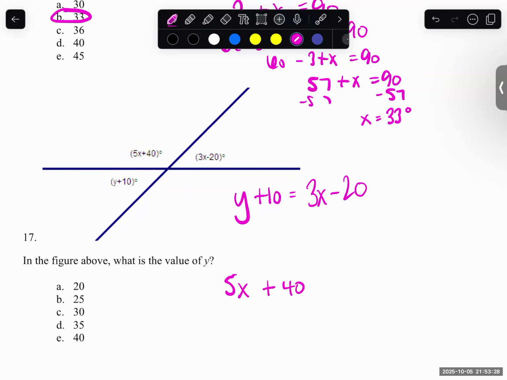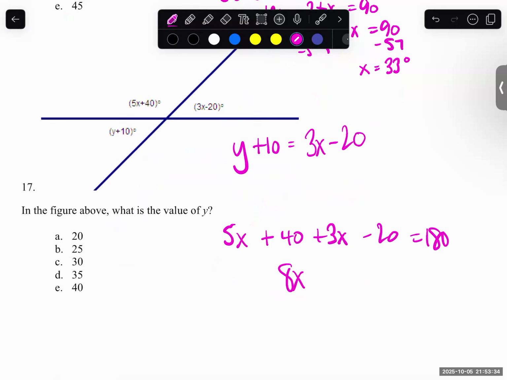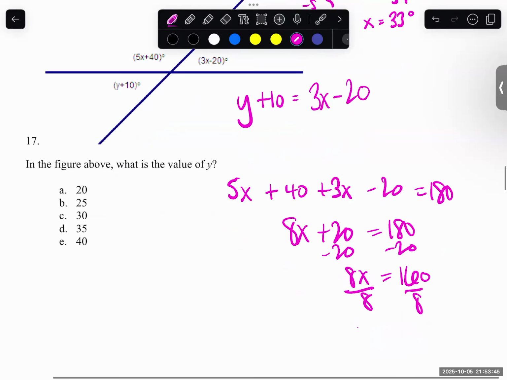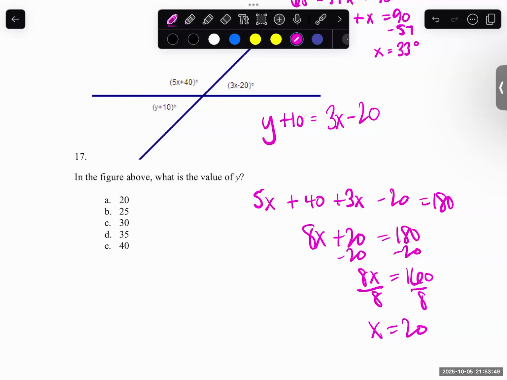5x plus 40 plus 3x minus 20 equals 180. So 8x plus 20 equals 180. 8x equals 160. So x will equal 20. Now the question didn't ask what x was, it asked what y is. So now I do the same thing.